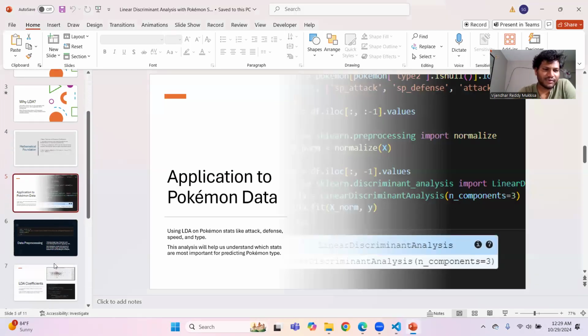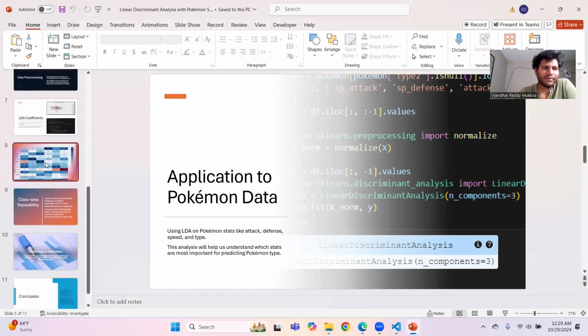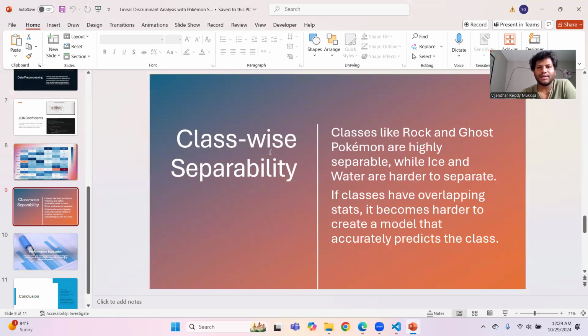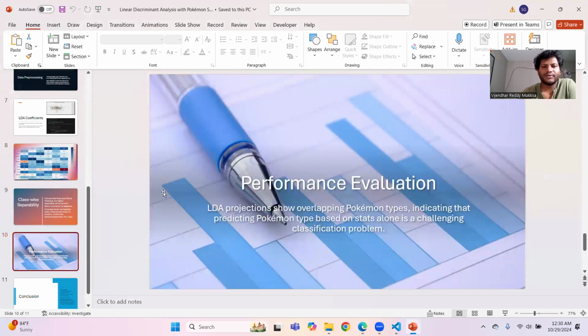So in the slides, we were seeing this heat map in the code and class-wise separability. Classes like rock and ghost Pokemon are highly separable, while ice and water are hard to separate. If classes have overlapped stats, it becomes harder to create a model that accurately predicts a class. And there is a performance evaluation we have done. LDA projection shows overlapping Pokemon types, indicating that predicting Pokemon types based on stats alone is a challenging classification problem.